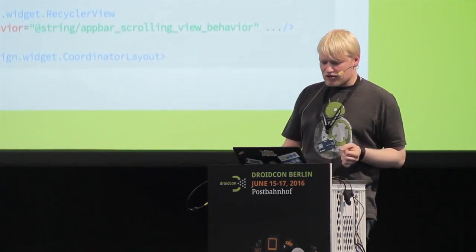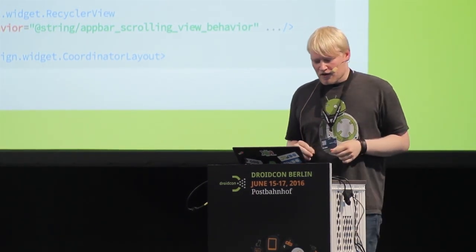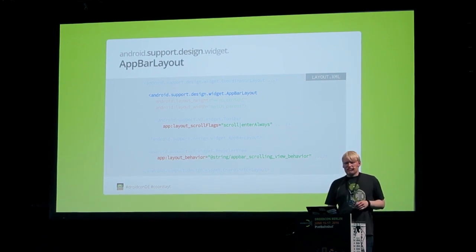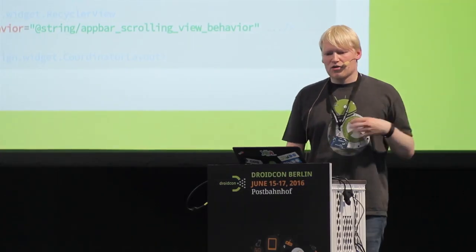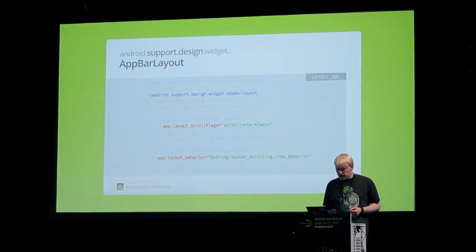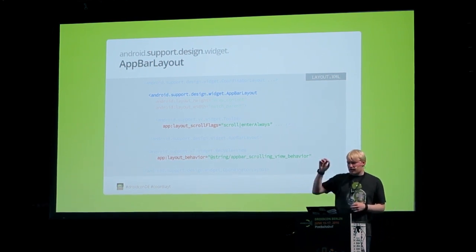How does it look in the layout, in your XML? So the AppBarLayout needs to wrap the toolbar. And on the toolbar, you need some scroll flags to tell the CoordinatorLayout how it should animate this AppBarLayout or this toolbar out. And what you see here is also a layout behavior, the AppBarLayout ScrollingViewBehavior, and that needs to be applied on the RecyclerView so it can interact with the scrolling element of your view hierarchy.